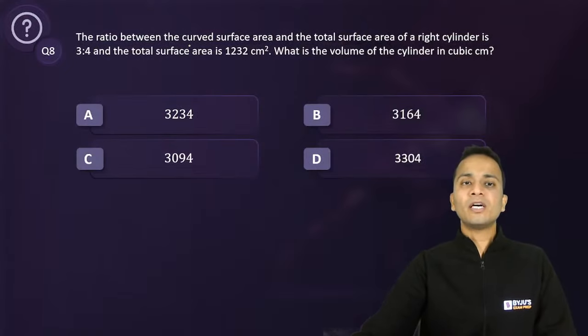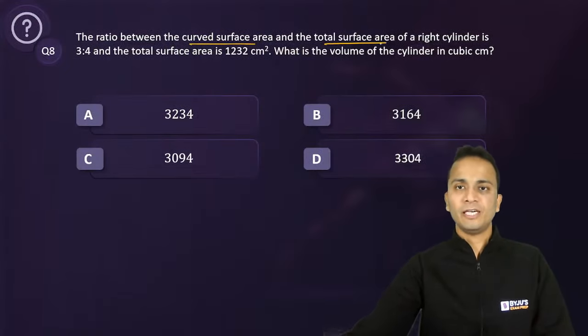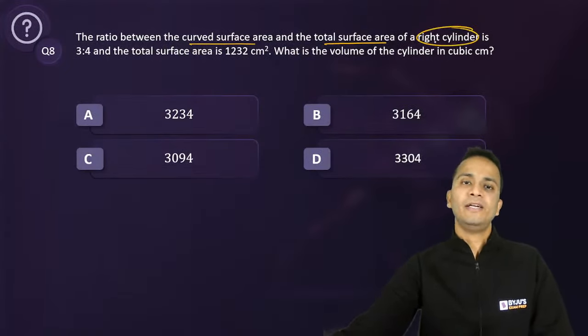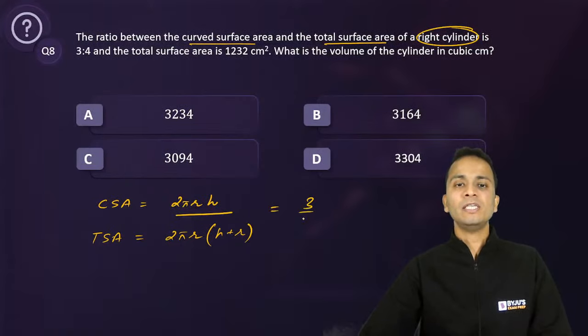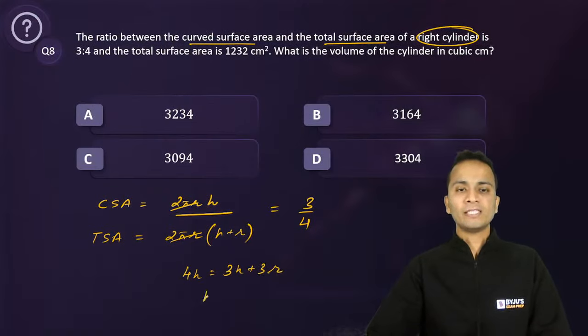So the ratio between the curved surface area and the total surface area of a right cylinder. Now curved surface area formula is 2 pi r into h, and total surface area for a cylinder is 2 pi r into h plus r. Now the ratio of these two is given as 3:4. So 2 pi r and 2 pi r will get cancelled. So 4h is equal to 3h plus 3r. So I can say that h is equal to 3r.